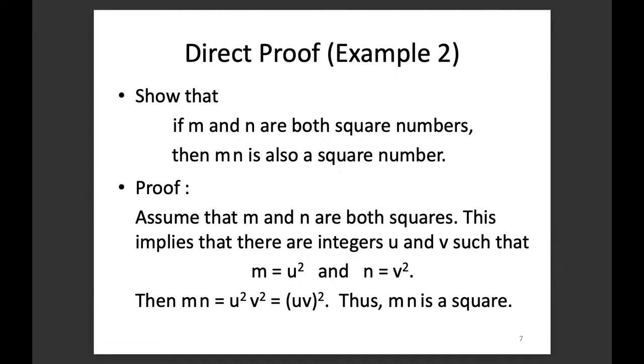So using this assumption, m times n is equal to u squared v squared. And after we rearrange the terms, we will find that this is exactly the same as (u times v) all squared. So this is an integer. Integer times integer is an integer, right? So m times n is of the form of some integer squared, so it must be a square number. So done. Okay, so this is an easy example, right?